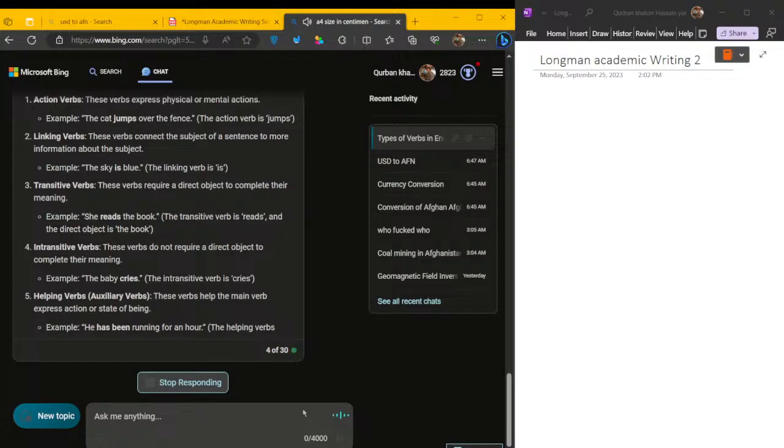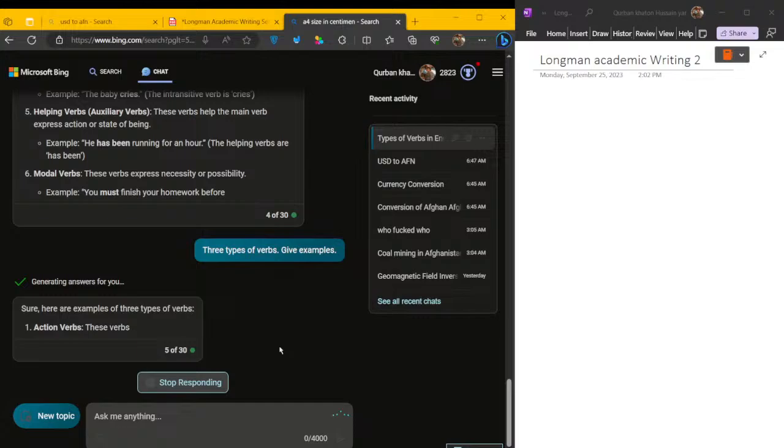Give examples for the three types of verbs. Sure, here are examples of three types of verbs. Action verbs. These verbs express physical or mental actions. Example, the cat jumps over the fence. The action verb is jumps. Linking verbs. These verbs connect the subject of a sentence to more information about the subject. Example, the sky is blue. The linking verb is is. Transitive verbs. These verbs require a direct object to complete their meaning. Example, she reads the book. The transitive verb is reads, and the direct object is the book.